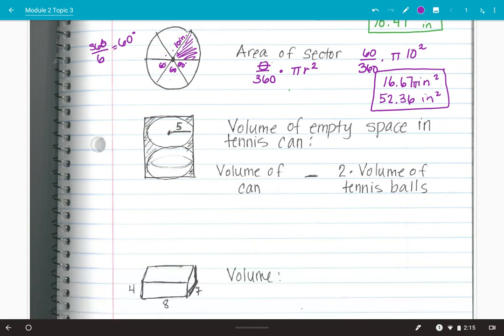So volume for cans is going to be pi r squared h. And since there are two tennis balls, that's why I did a 2 right here. So I'm just going to put 2, and this one is 4/3 pi r cubed.